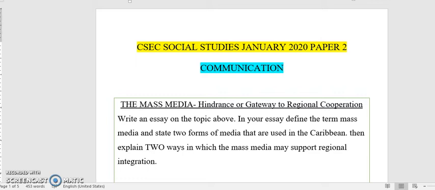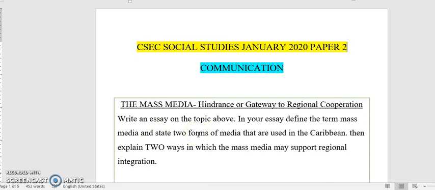Let us begin this paper. The mass media, hindrance or gateway to regional cooperation. Write an essay on the above topic. In your essay, define the term mass media and state two forms of media that are used in the Caribbean.